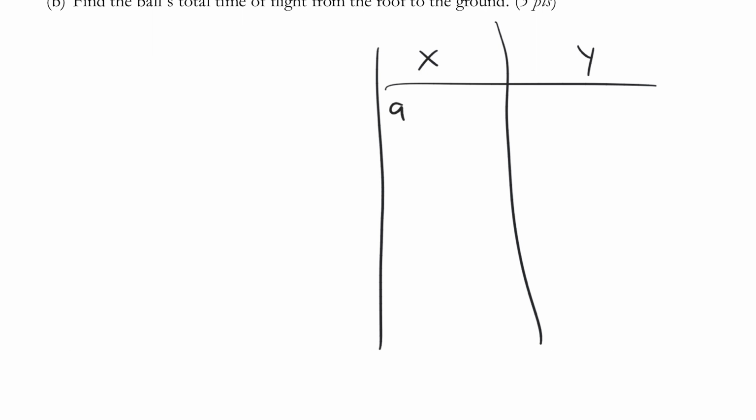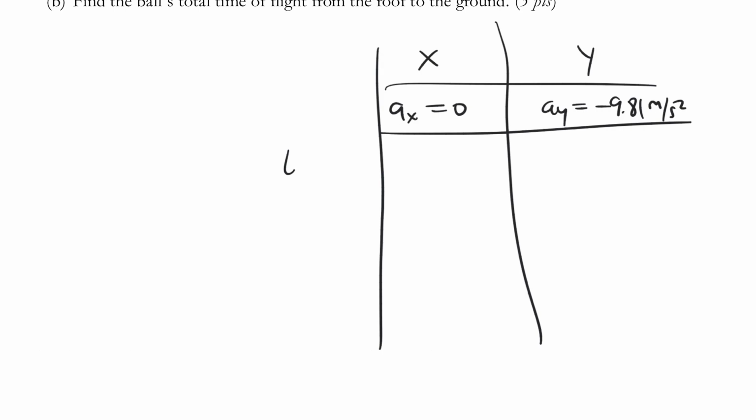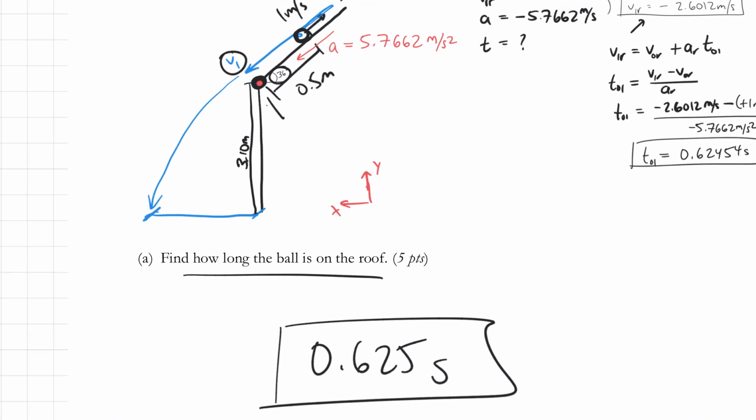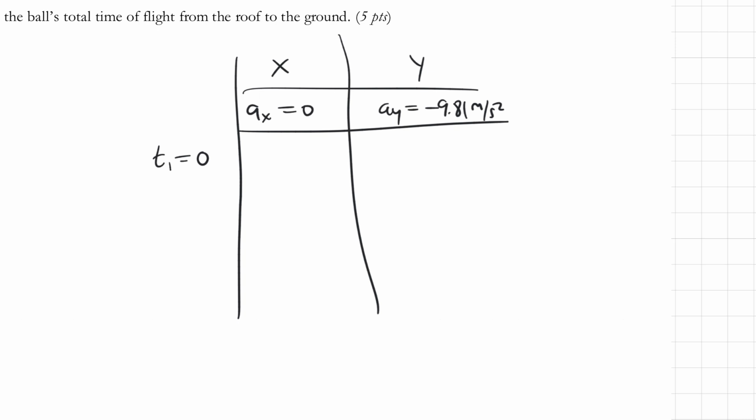Okay, so actually, I'm going to give myself a little space, right? Because AX equals 0, AY equals negative 9.81 meters per second squared. Boom. Okay, now T1 equals 0. And then I'm going to call my initial position on the top of this roof right here 0 in the X. So I'm going to call this 0, 0 down here, right? So that point at the top of the shed, X1 is 0, Y1 is 3.10 meters. This way I won't have any negative numbers.